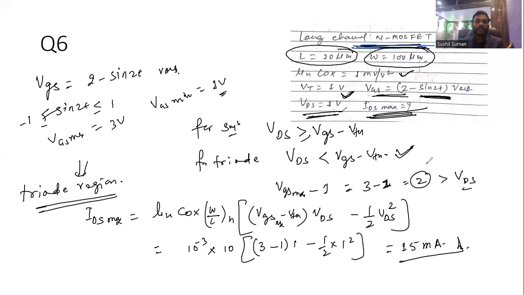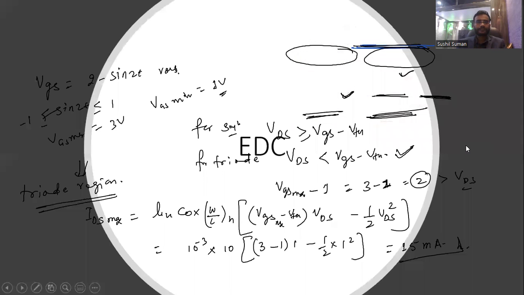Okay, so this is the analog circuit. Now I'm going to discuss the next part, that is the next questions. So, my dear students, now I'm going to discuss the EDC part.